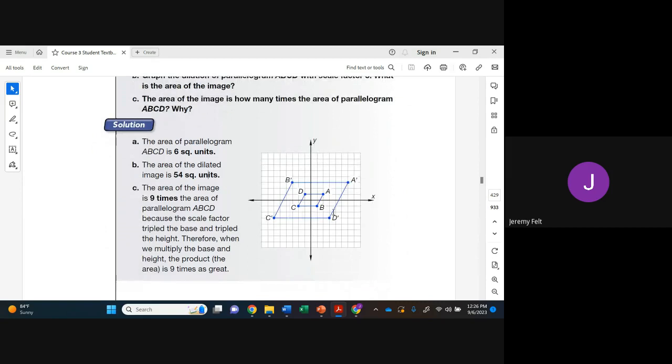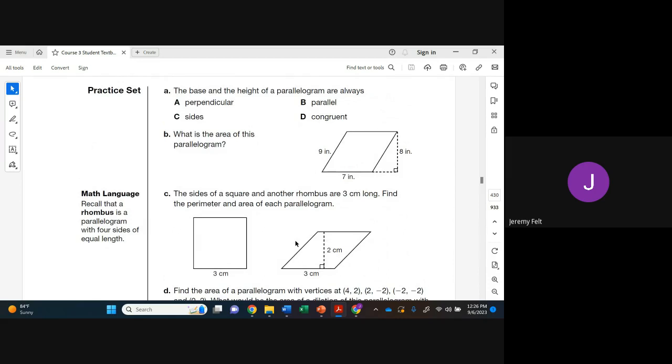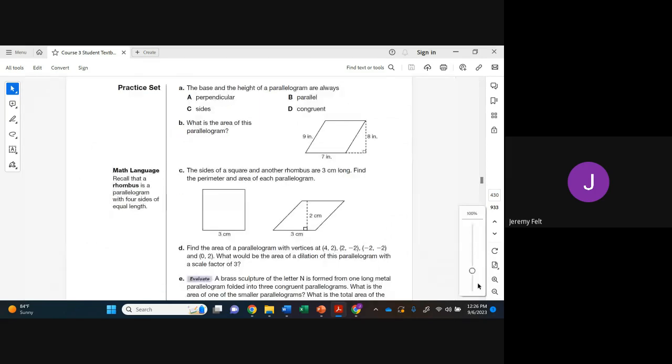Because this was multiplied by 3, the base was multiplied by 3, and so was the height. So 3 times the base times 3 times the height. 3 times 3 is 9. The perimeter would go up, would be 3 times greater, but the area would be 9 times greater. Okay. We'll look at the practice set together. So area of a parallelogram, base times height. Okay. We have the height here, as we were mentioning. So we'll go over this together in class.